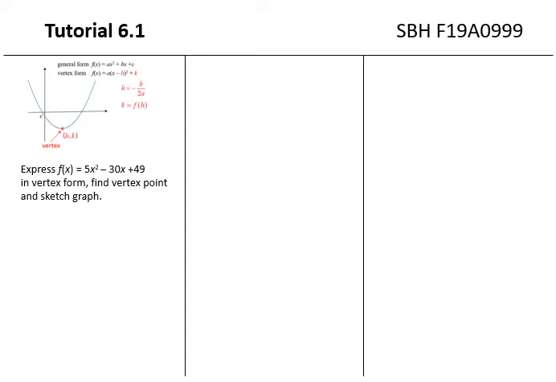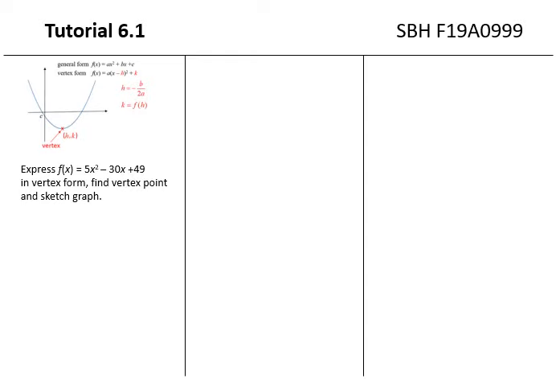The question is, you want to express the quadratic function equals 5x squared minus 30x plus 49 in the vertex form. Remember, vertex form, not the general form. And then you want to find the vertex point and sketch the graph. Let's go to the formula.